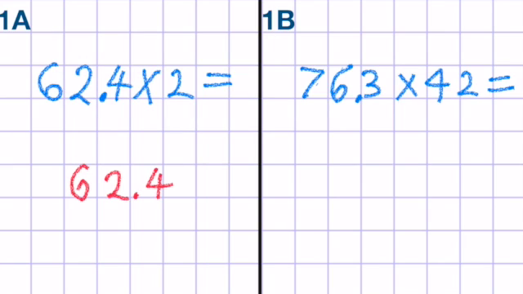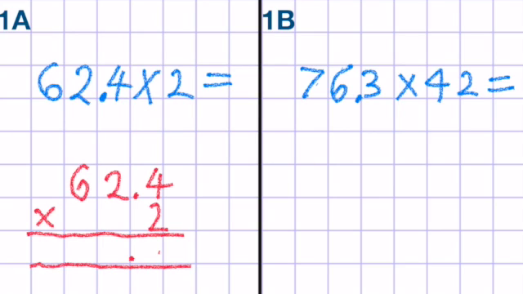62.4, and we're going to multiply that by 2. We line up the most right digit with the other right digit, so the 4 and the 2, even though the 2 stands for 2 ones and the 4 stands for 4 tenths, we line them up. When we multiply, we put a decimal point in the answer box.